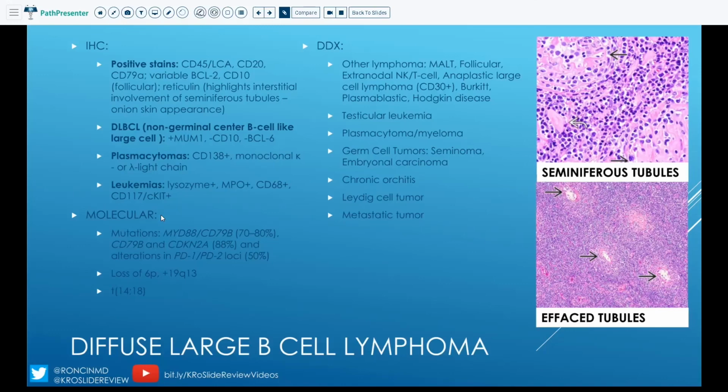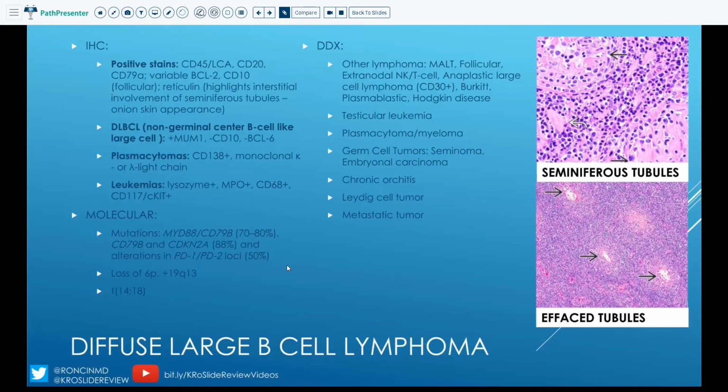Your mutations tend to be your MYD88 mutation with CD79B, which is most of your cases. You can see CDKN2A in most of the cases as well. And we can see alterations in PD1, PD2 loci as well. There's loss of 6p, gain of 19q13, and you can see a translocation 14;18.